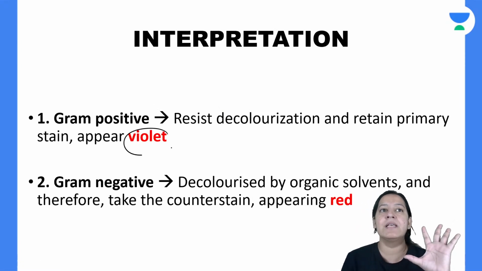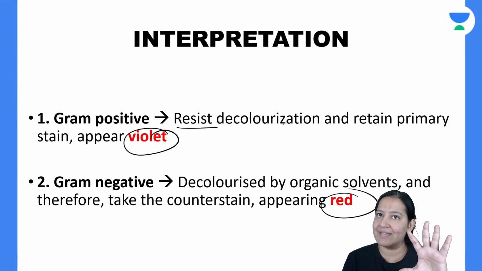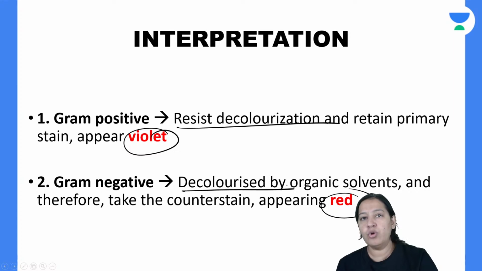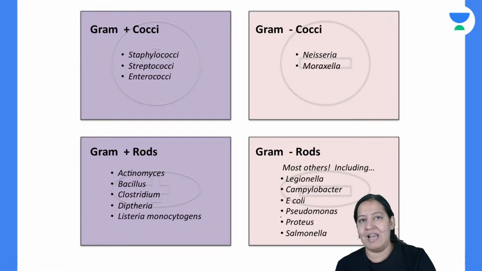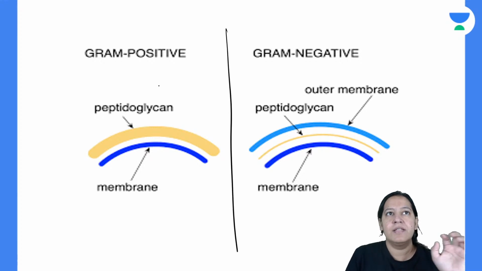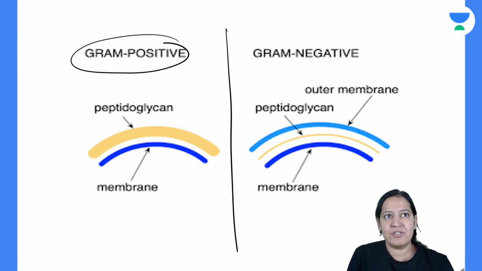Now, what is the difference? As I have told you, some are resisting decolorization, some are favoring decolorization. Why? It is due to the difference in the structure of the cell wall. Let me tell you. So you can see here, this is gram positive bacteria. See the structure of the cell wall.